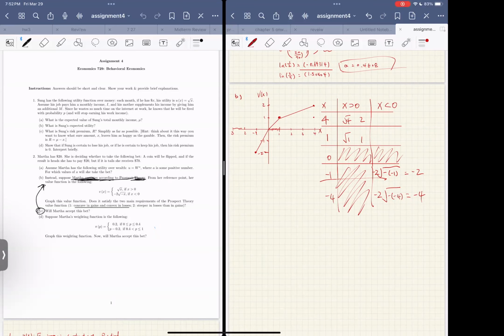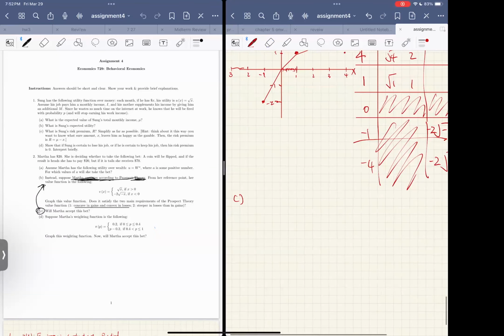Wait, Andrew, sorry. I thought we were looking at 2D. That's why I was confused about the graph. Yeah, no, we're going over everything in 2D, since we're here already. Okay, okay.